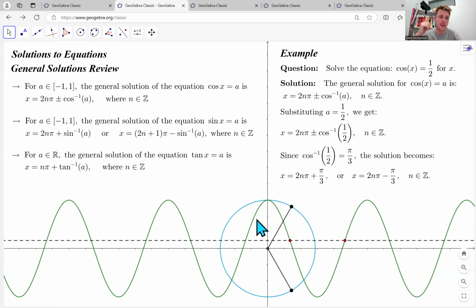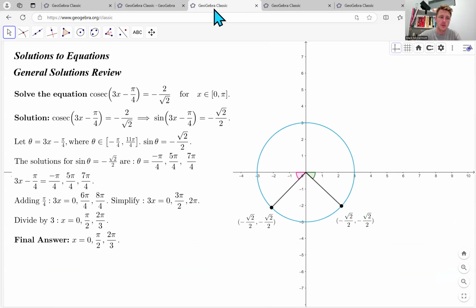And then you just keep playing that same game over and over for the rest of the cosine graph, and you get infinitely many solutions. So hopefully that's a bit of a refresher from the methods course. That's how you find a general solution. What we want to do now is apply the same logic, but to a reciprocal circular function. And that might look something like this.